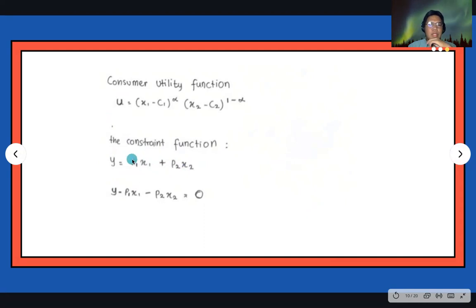We know that this is also similar to question number 1. p1 x1 is the total revenue of product 1, and p2 x2 is the total revenue of product 2. So we want to make the subject equal to 0. I just move these variables to the left, and we obtain y minus p1 x1 minus p2 x2 equals 0.